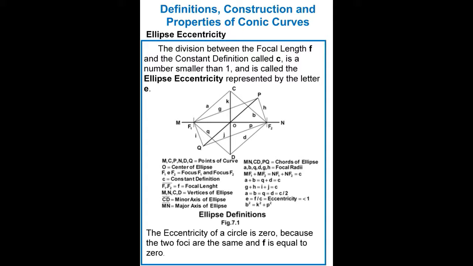This slide presents the element called eccentricity of the ellipse. Figure 7.1 is represented. The division between the value of the focus distance f and the value of the constant of the definition of the ellipse C is a number less than 1, and is called the eccentricity of the ellipse, represented by the letter E. If the value of the eccentricity is 0, we will have a circumference with the two foci in the center of the circumference.